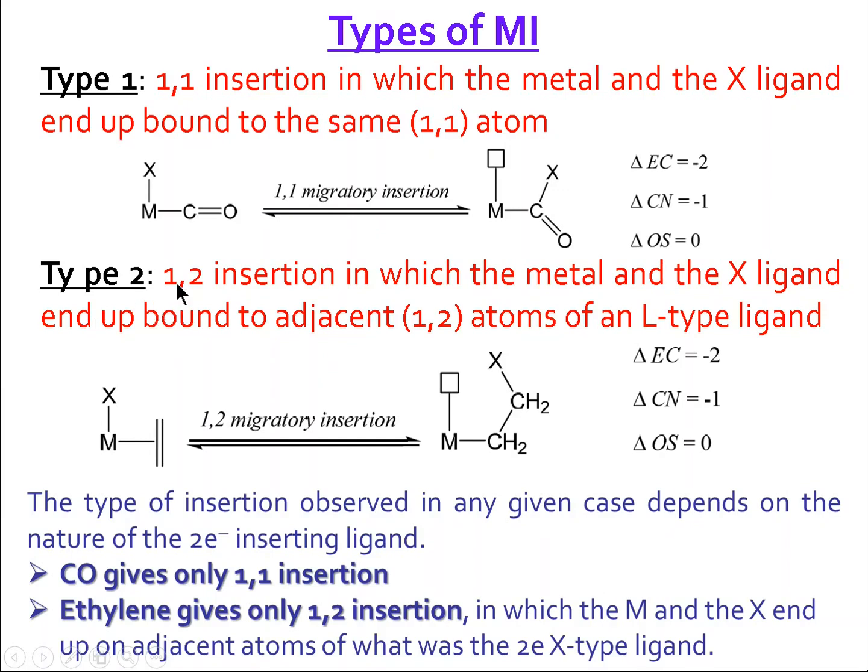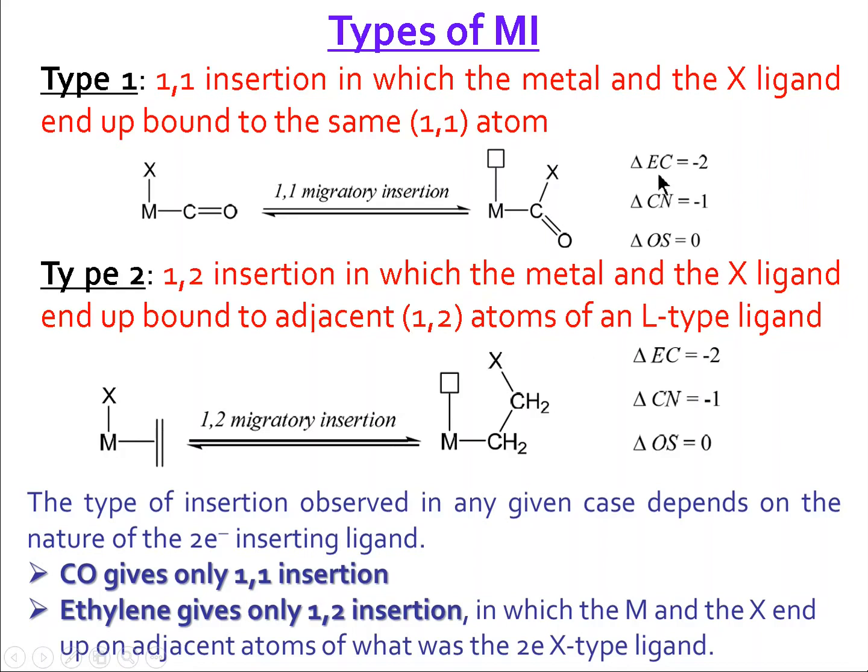The type 2 is the 1-2 insertion, in which the metal and the X ligand end up bound to adjacent atoms 1, 2 of an L-type ligand. For example, in this metal alkene, the X can attack on this atom of carbon or on the second. So we have 1, 2 migratory insertion, if X is on the carbon 2 of the alkene. This is 1, 2 migratory insertion.